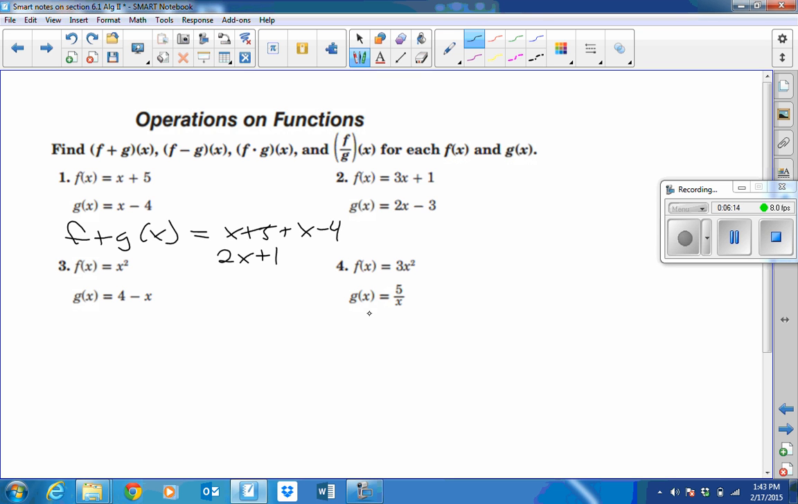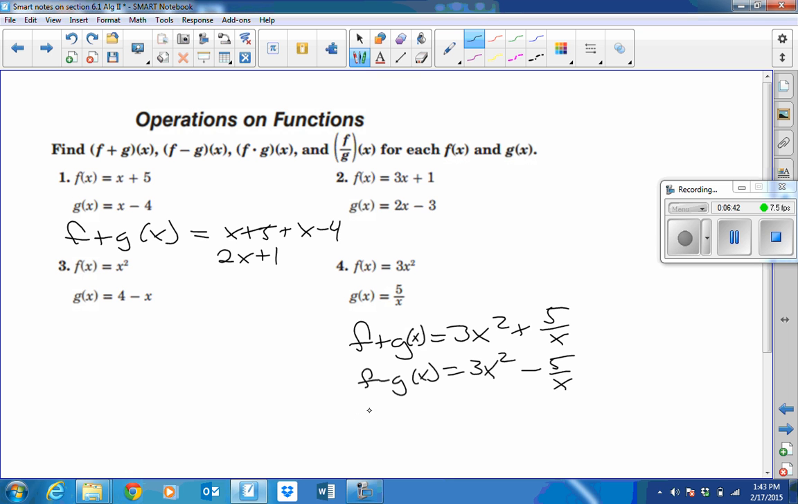Let's look at number 4. This is a little bit more complicated. My f of x is 3x squared. My g of x is 5 over x. So my f plus g is 3x squared plus 5 over x. We can't simplify that. Let's look at f minus g of x. 3x squared minus 5 over x.